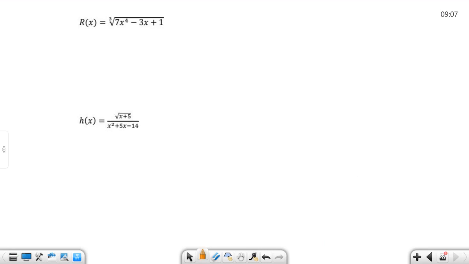So look at capital R of x. Do you have x's in the denominator? No. Do you have a radical? Yes. Is it an even root? No, it's a cube root. So it's okay to be negatives. So the domain of R here, because it's an odd root, there are no restrictions. It's going to be negative infinity, comma, infinity. There. Okay?